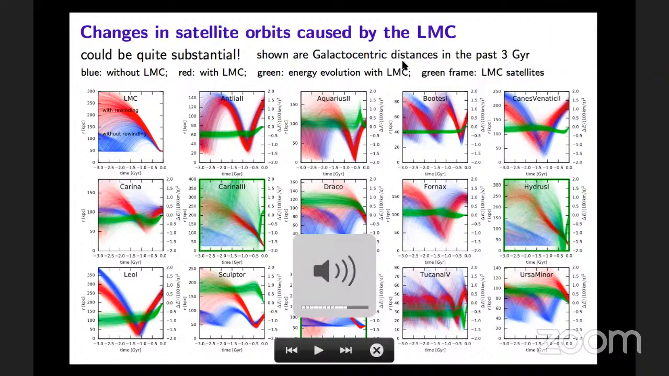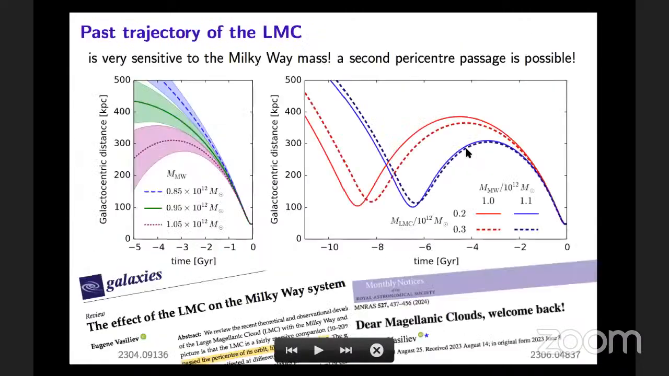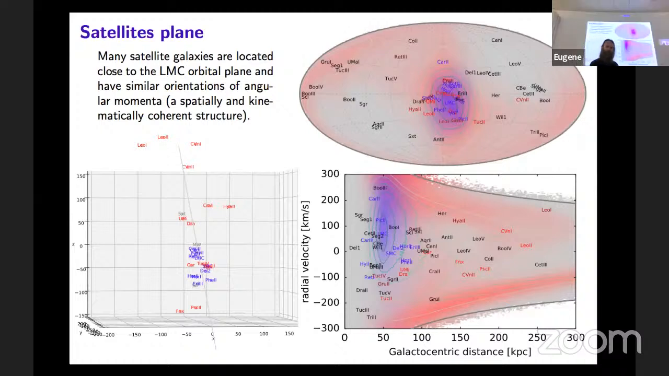Very interesting talk. I have a question about the satellite plane that you talked about. I wonder whether, are you saying that by properly accounting for the LMC, it's very natural to expect the satellite plane? Is that essentially the conclusion? I would say it's more natural, yes.